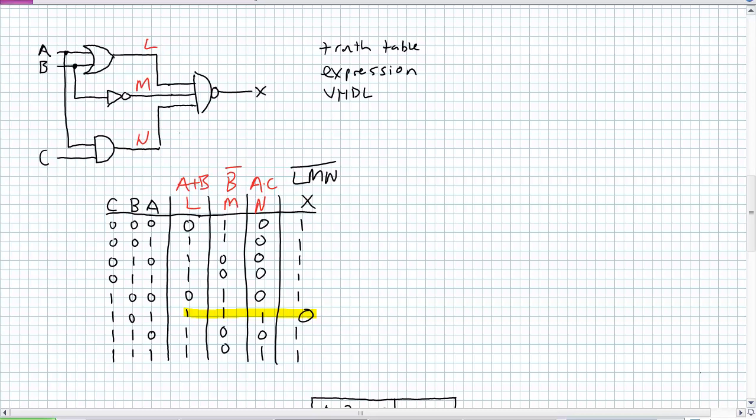Okay, let's go back to our original NAND and come up with our written expression. We've got the truth table. Let's come up with the written expression for it. Just use your intermediate values. What's X? X is equal to L, M, and N ANDed together, negated.